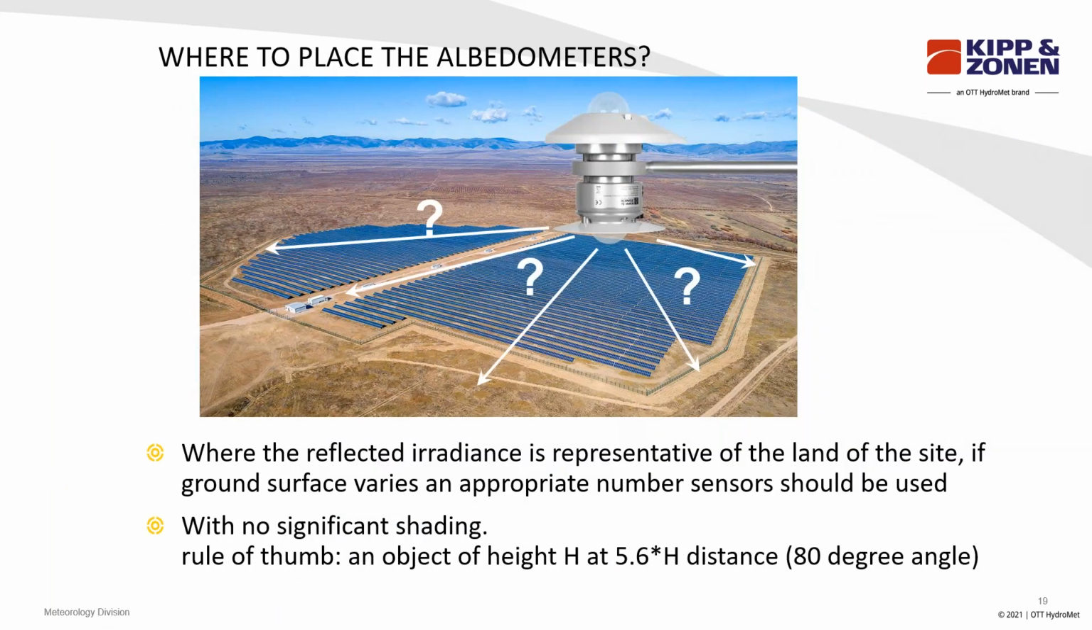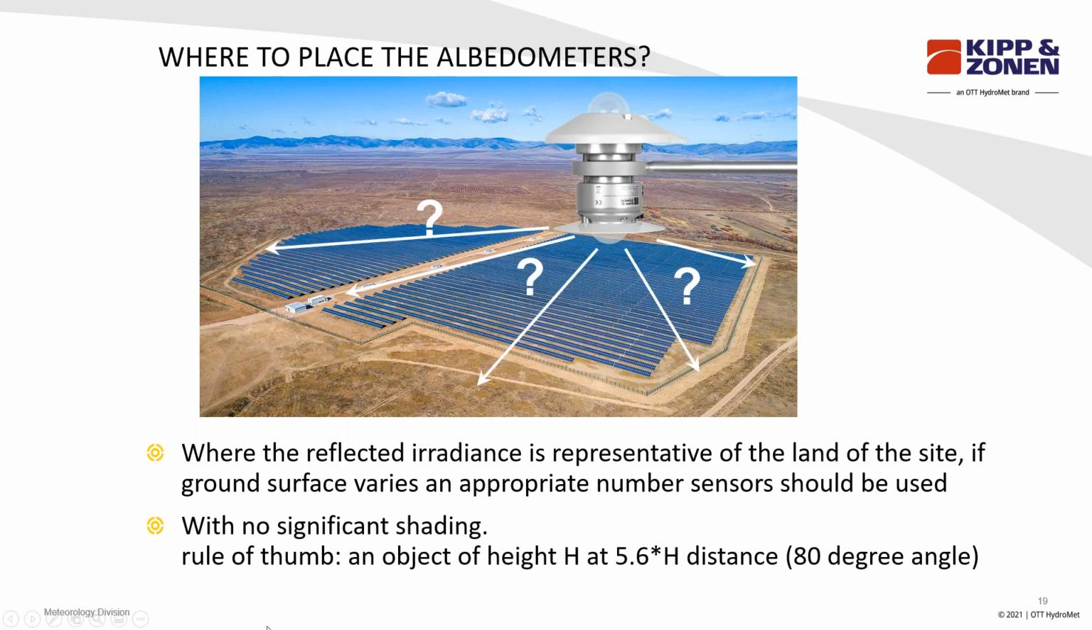Now, where in the plant would you place such an albedometer? As we said before, it's important that the land below the albedometer is representative of the land of the site. So you would tend to have it not too far away from the site. And if you have a large variation of the ground below the PV site, then it would be wise to use an appropriate number of sensors to capture that variation. What's important for the rest is that you don't have significant shading on the land where the albedometer is located.